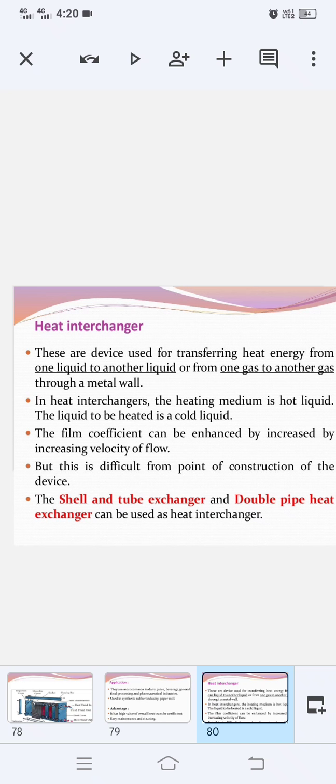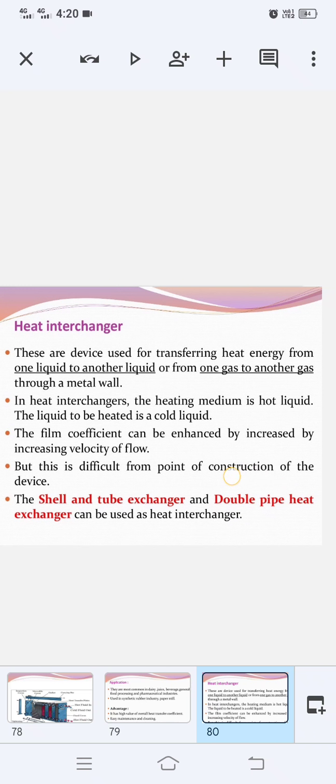Now, the next topic is heat interchangers. What are heat interchangers? These are the devices used for transferring heat from one liquid to another or from one gas to another gas through a metal wall. These are known as heat interchangers. The heat interchangers are those in which the heating medium is a hot liquid and the liquid to be heated is the cold one. In heat interchangers, we use a hot liquid as a heating medium to heat the other liquid.